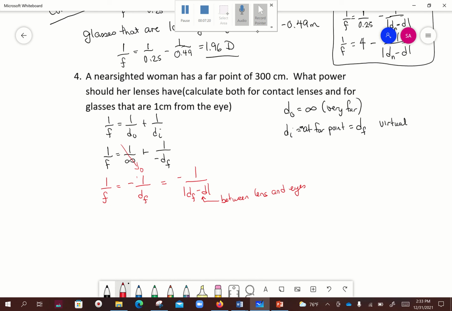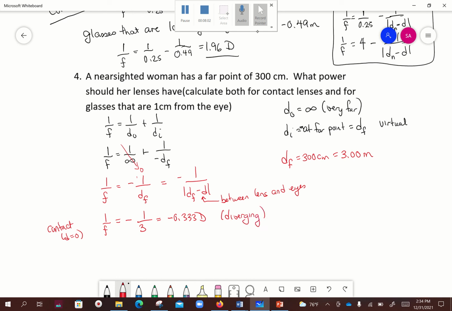So for this person, her df is 300 centimeters, and let's go ahead and right away put that into meters, 3.00 meters. So 1 over the focal length with contacts is going to be minus 1 over 3, because little d is equal to 0. So it's going to be minus 1 over 3, and I get negative 0.333 diopters. And since this is a negative focal length, it's diverging.